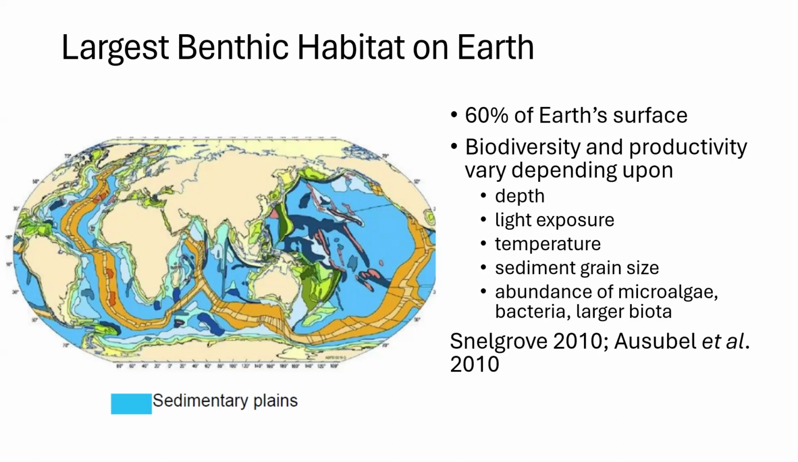So when we think about how this scales, this is potentially the most important environment on the planet, especially for carbon storage, because it is a net carbon sink. And of course, there are all the other things that go along with that: the variability in biodiversity and productivity and how they vary with depth, whether there's light exposure close to the coast, the temperature, the sediment grain size, and the abundance of all the different microflora, bacteria and larger biota that inhabit those environments. There's a lot we can consider to figure out how to fit this into global modeling.